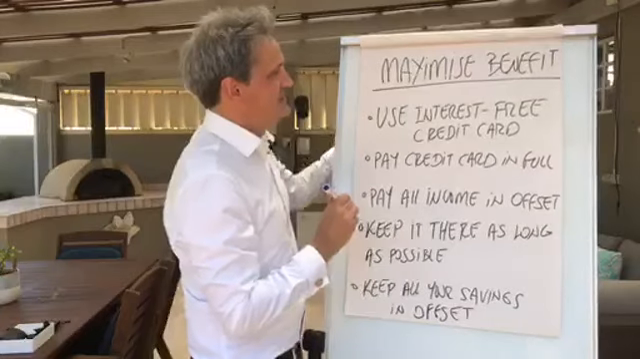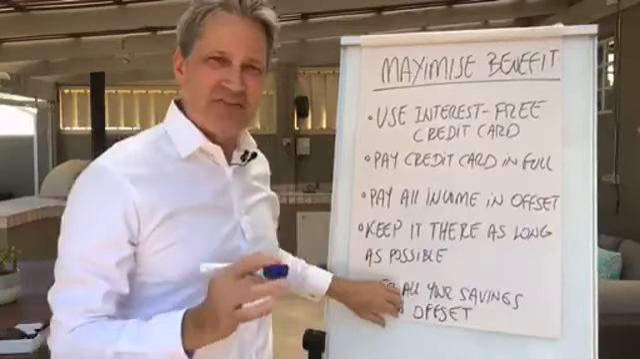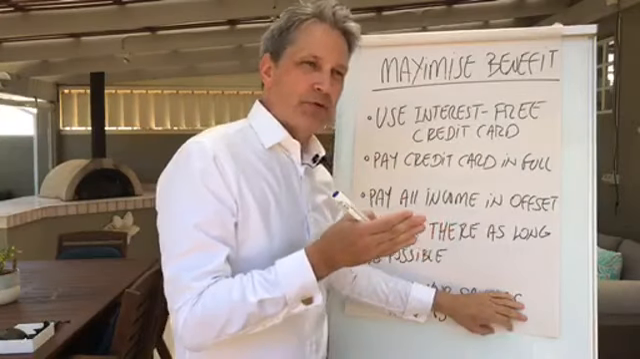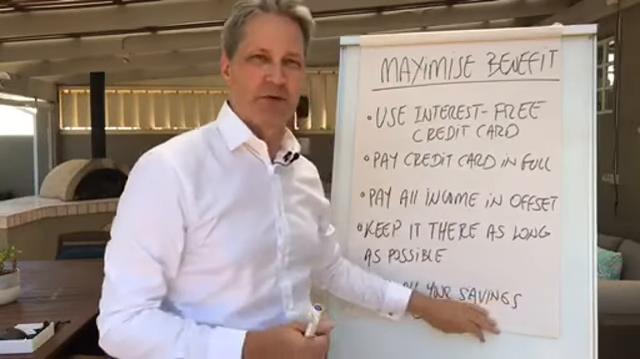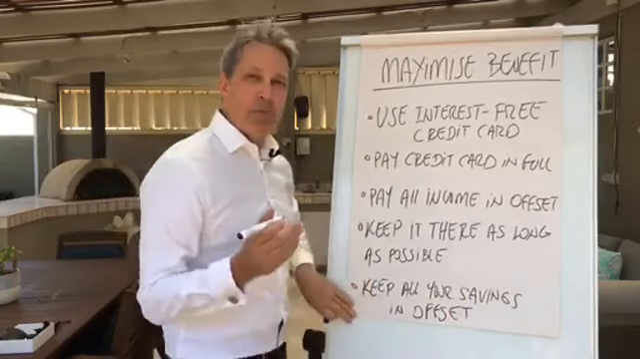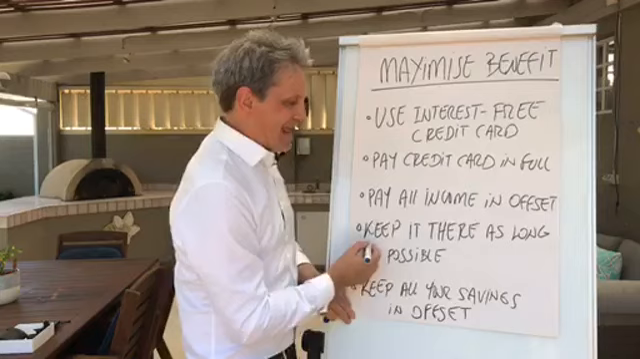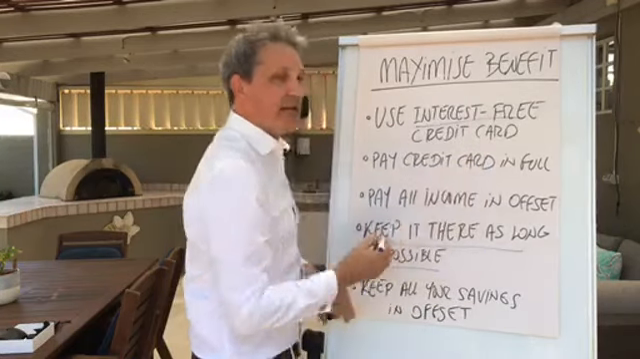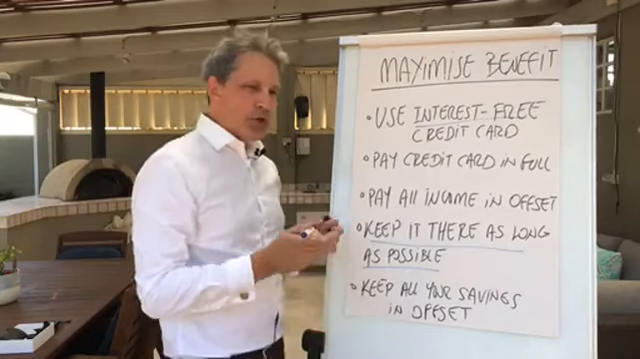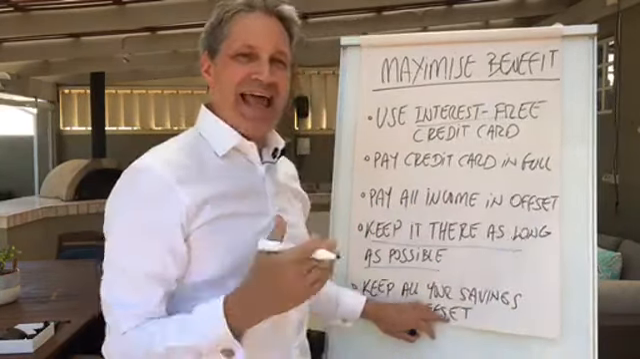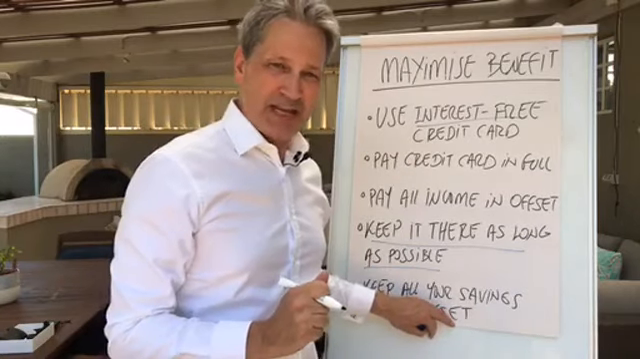The idea is to use an interest-free credit card to pay for your living expenses and all your bills. Why do that? Because you want to keep as much money in your account as long as possible. By having a credit card with interest free, like 55 days, for example, you're paying today, but the money only comes out of your account when the balance of your credit card is due.